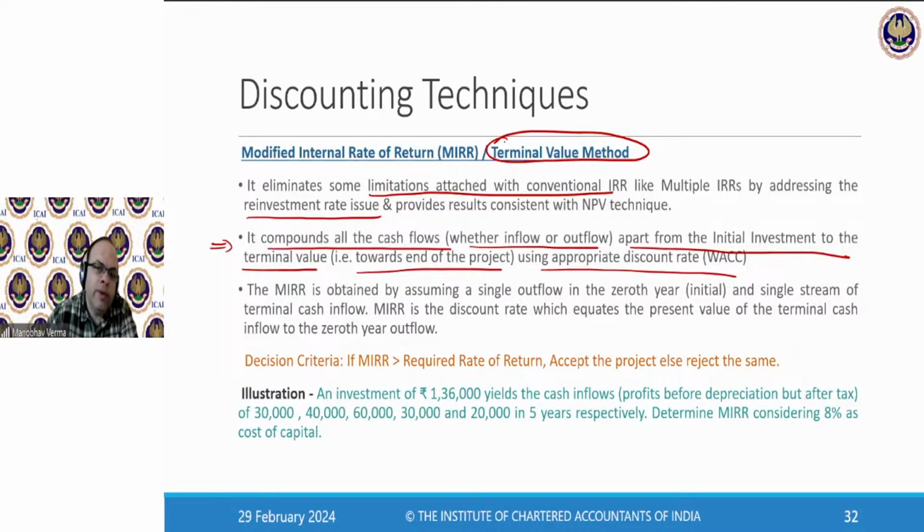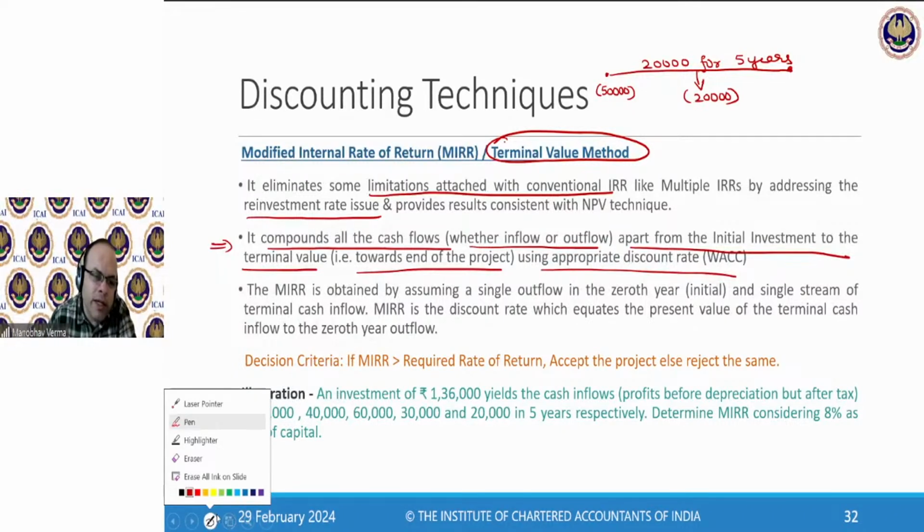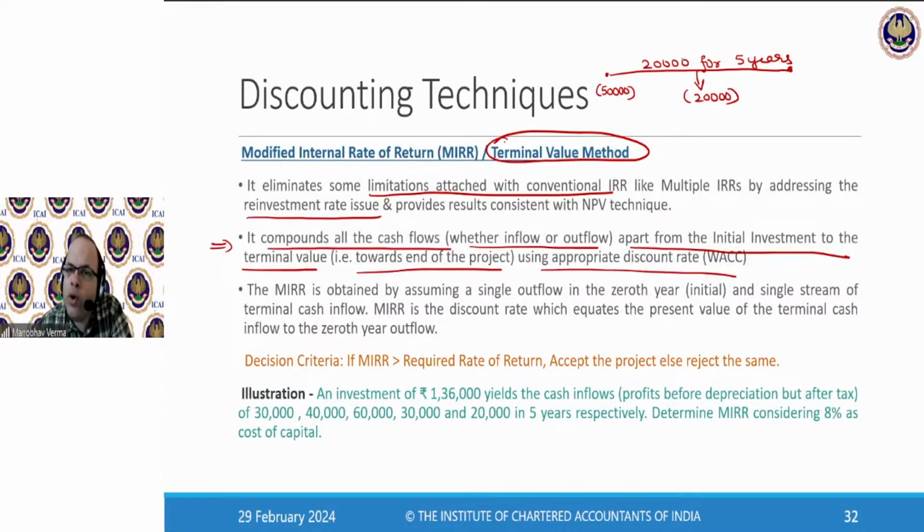So what we are doing here is, let's say there is a project which requires an initial 50,000. Then you have an inflow of 20,000 for 5 years. And right here, there is another outflow of 20,000, right at the center of the project. In this particular case, we will compound all these cash flows to the end of the project, except for the initial investment. We will not compound the initial investment. We're compounding, not discounting, guys.